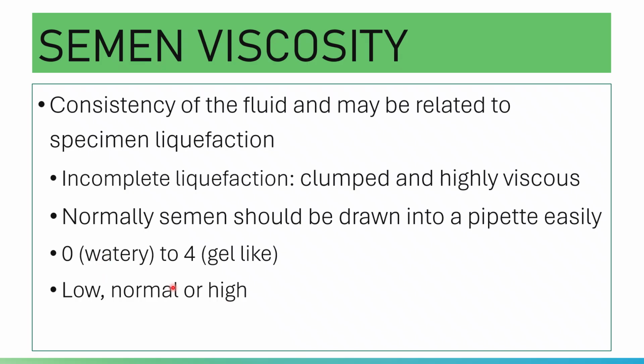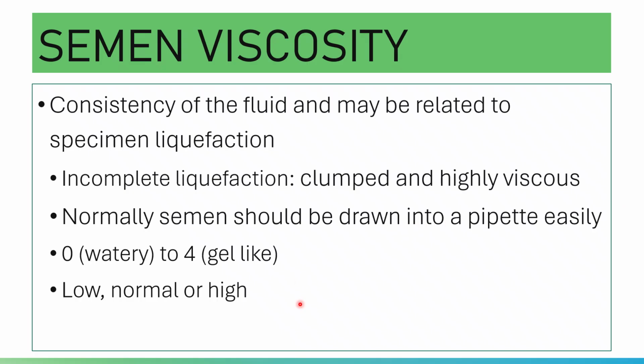As what I've said earlier, a normal sample leaves the pipette in small discrete drops. If the viscosity is high, the drop will form a thread that is longer than 2 centimeters. Again, normally, a sample leaves the pipette in small discrete drops accordingly.